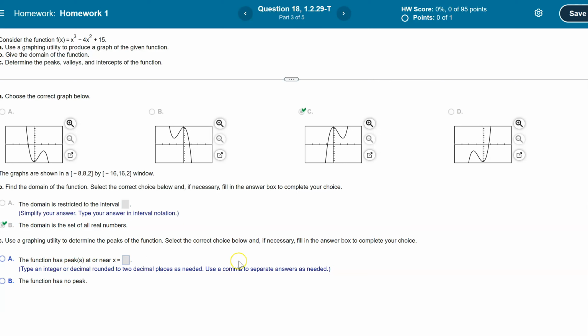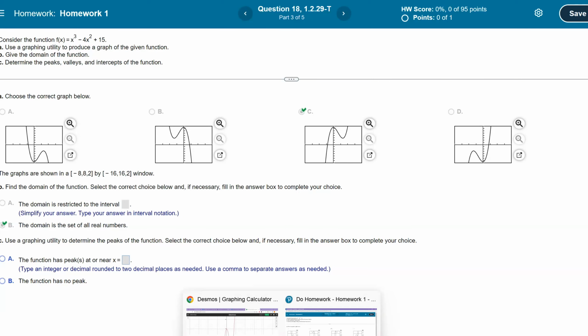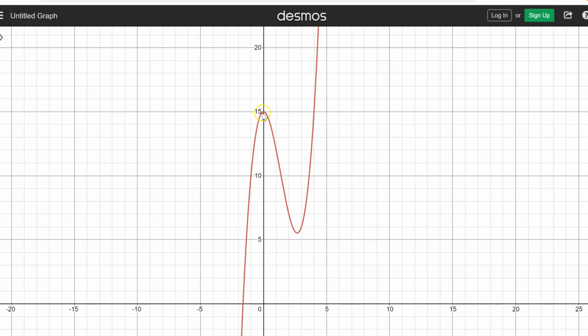So now it's asking you for the peaks of the function. A peak of a function is like the top of a hill. It may not be the highest part of the graph. It could be the highest part of the graph, but it doesn't have to be. It could be the lowest part of the graph, but it doesn't have to be. It's just where your graph is changing. So in our graph, we do have a peak, and the peak is right here.